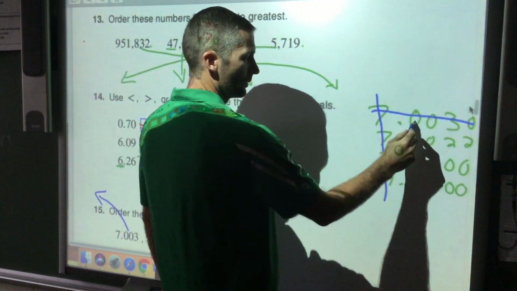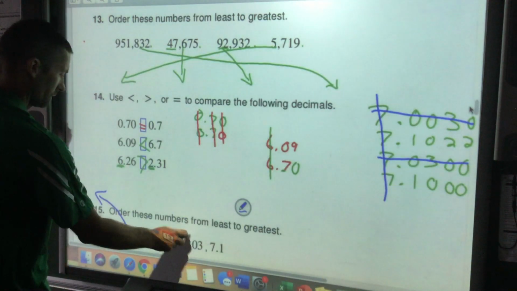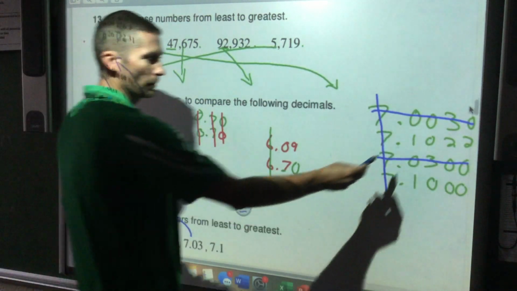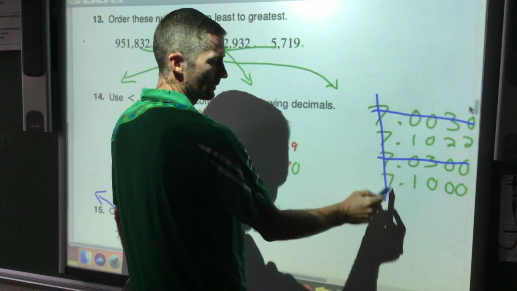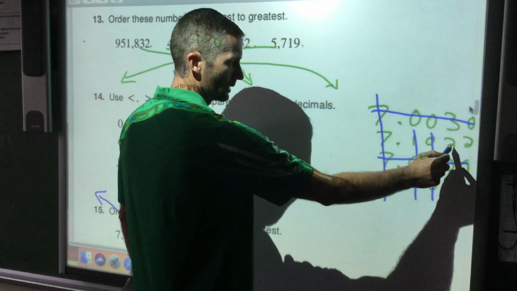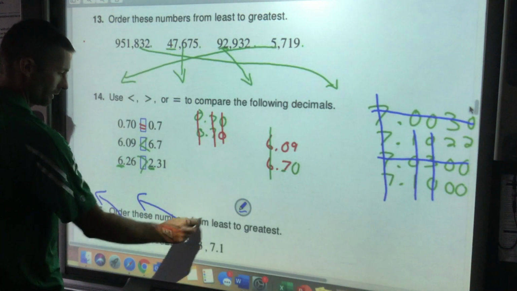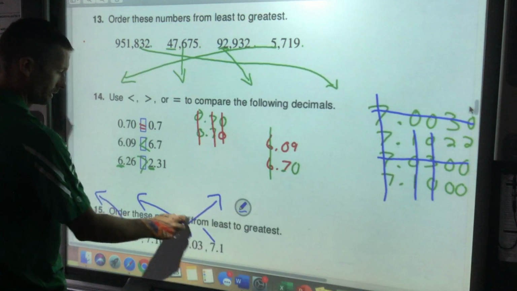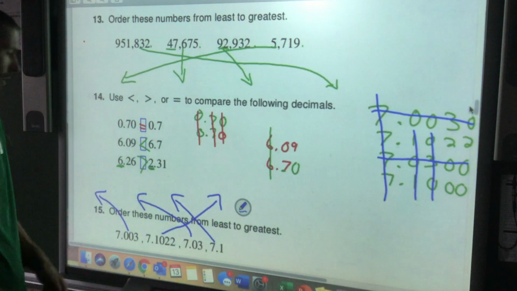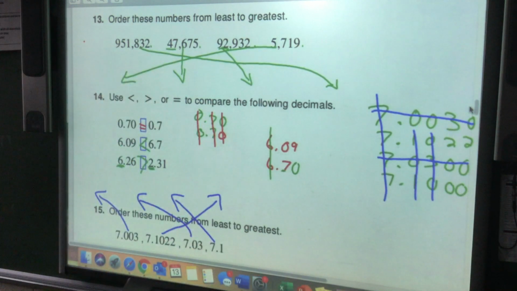Okay, now that we said those are my 2 smallest, that's got to be my next smallest. 7 and 300ths. Now I just need to compare my 2 largest. The 7s are the same, the 1s are the same, the 0s are the same. 2 is bigger than 0. So that goes over here, that goes right there. There they are in order. Okay? That's one of the most missed topics. You take your time, you can do that one.